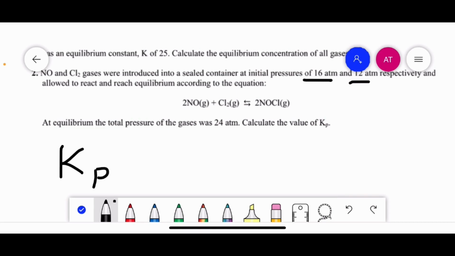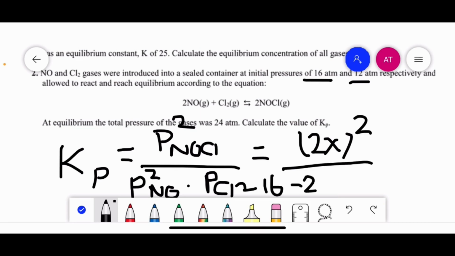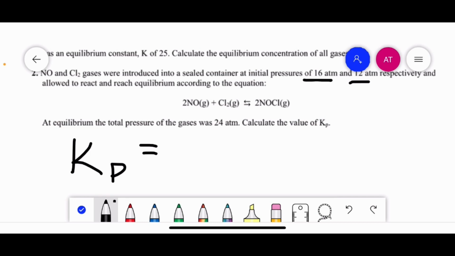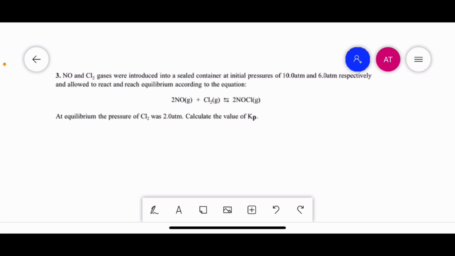Now Kp is equal to the partial pressure of NOCl squared over the partial pressure of NO squared times the partial pressure of Cl2, which is equal to (2x) squared over (16 minus 2x) squared times (12 minus x). We then find Kp to be equal to 8 squared over 8 squared times 8, which is then equal to 1 over 8 or 0.125. So I'll give you guys a minute to solve question number 3.